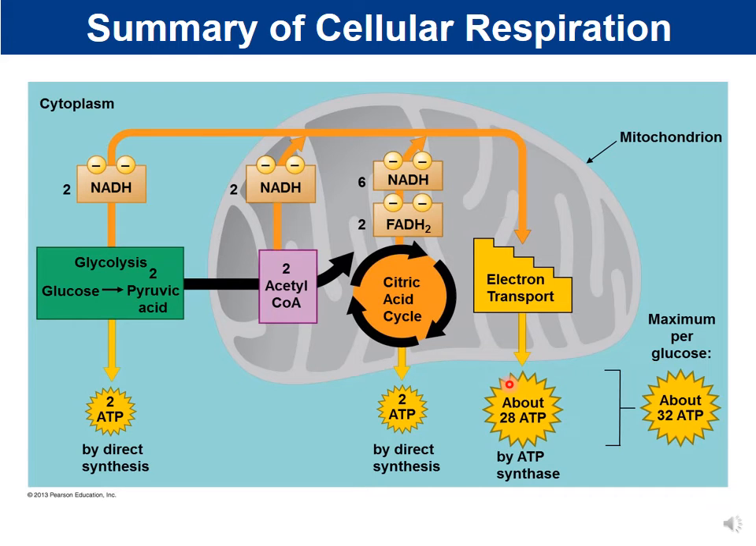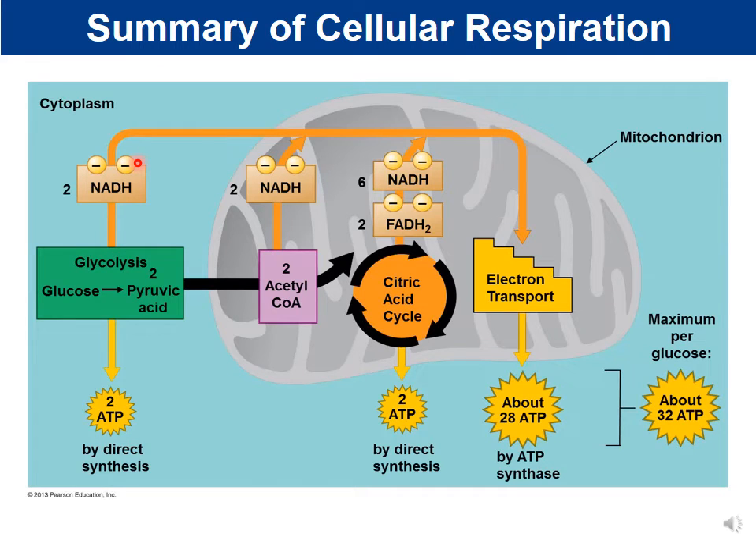And so during the electron transport chain, we get about 28 ATP through oxidative phosphorylation. So using those redox reactions to make ATP. And so we get about 28 ATP during this process. So total, we get about 32 ATP.